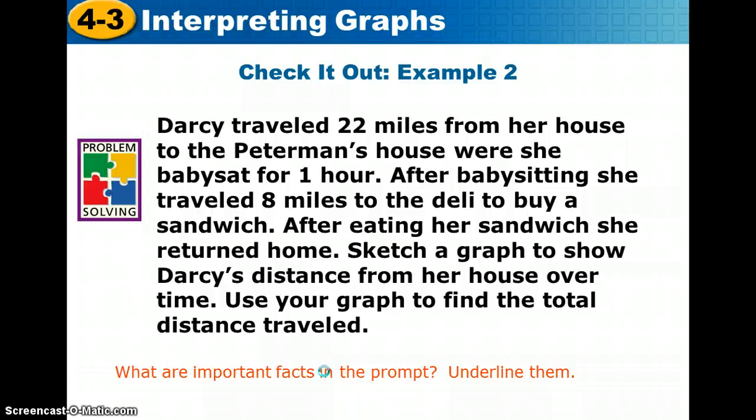Darcy traveled 22 miles from her house to the Peterman's house where she babysat for 1 hour. After babysitting, she traveled 8 miles to the deli to buy a sandwich. After eating her sandwich, she returned home. Sketch a graph to show Darcy's distance from her house over time. Use your graph to find total distance. Again, what are our important facts in the prompt as they relate to distance that Darcy is traveling? Underline now.